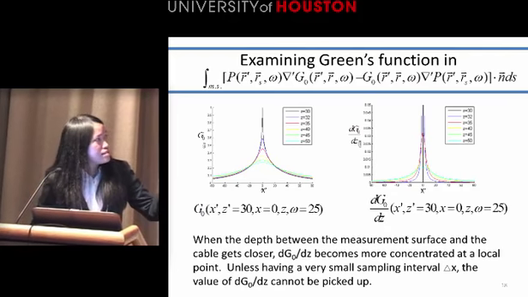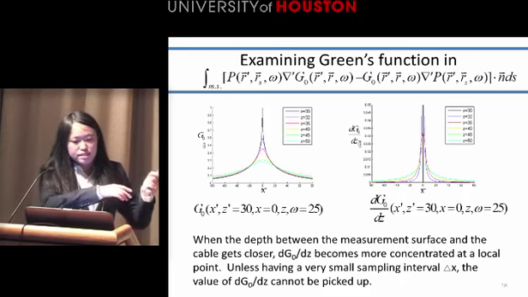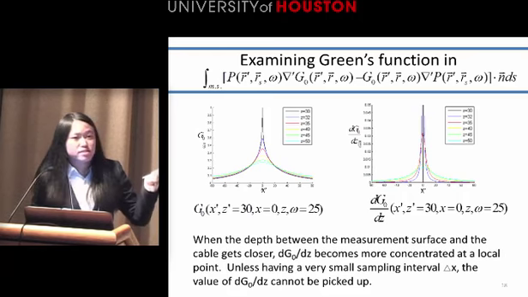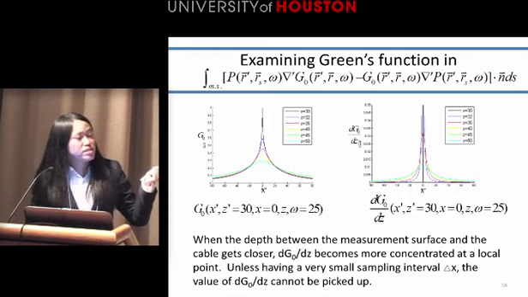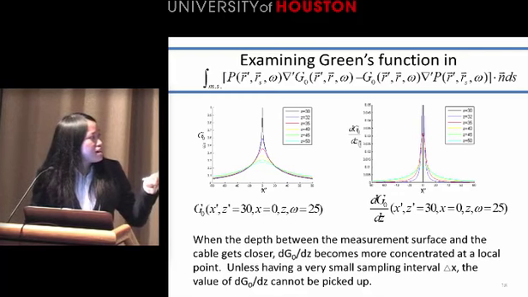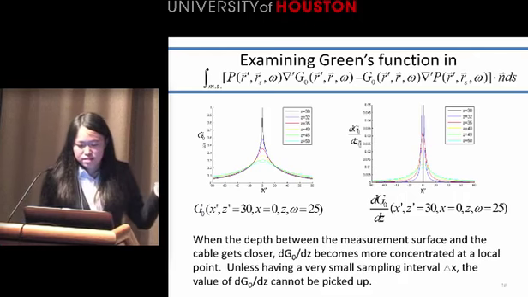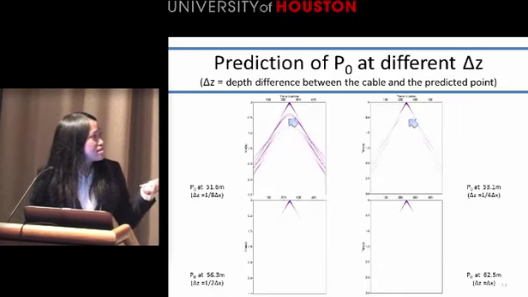And the black line means very close to the cable. We predicted that if we calculate the Green function and normal derivative very close to the cable, the black line, you can see that it's very concentrated at one local point. This means that in the calculation of the integral, unless you have a very small sampling of delta x, this value cannot be picked up in the calculation, and this is the reason for generating the errors in the previous result.